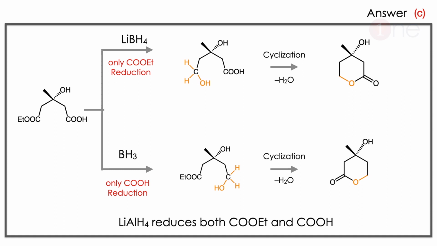BH3 only reduced the acid group, so the acid converted into alcohol. Then the alcohol cyclized to form the cyclic ester there. But here the O is donated from the alcohol, so we should know the selectivity of reagents here. So the answer definitely will be C, where the reagents are lithium borohydride and borane.